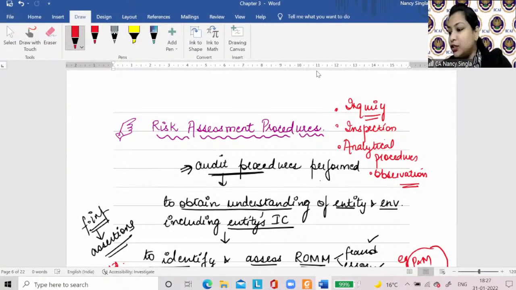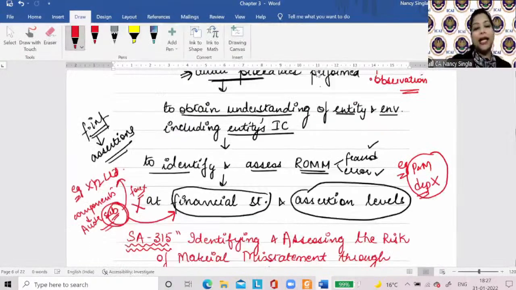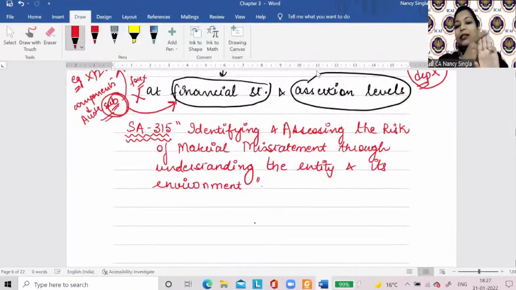And I'm impressed students have learned the name of SA 315. Number of students have given me correct answers. Okay? So what is the name? Identifying and assessing the risk of material misstatement through understanding the entity and its environment. And dear students, when an auditor is understanding the entity and its environment, it includes the internal control of that organization also. Okay? So this was about risk assessment procedures.